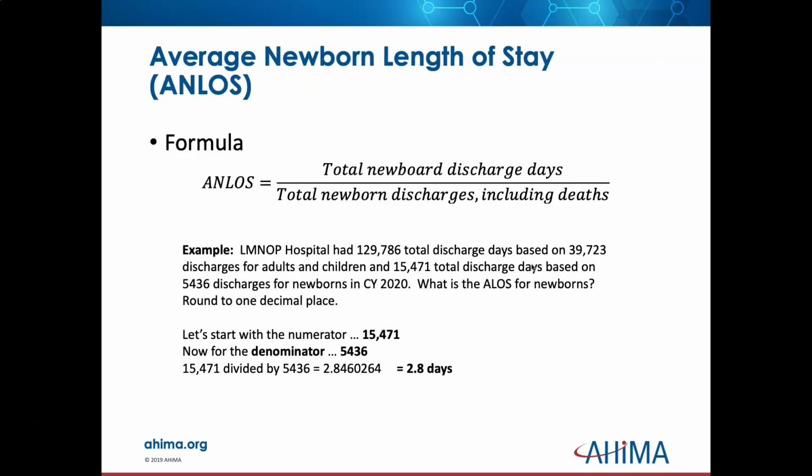Or what benchmarking formulas they're using. But here's the same scenario, and this time we're ignoring all the adults and children information and focusing on the newborns. So again, it's going to be the total newborn discharge days, or total newborn length of stay, over discharges. So we already know our numerator. It's that total discharge days over the number of discharges. You divide it out, it's 2.8460264, and we have to round it to 1 decimal place, so it's 2.8 days is the average length of stay for newborns in this scenario.